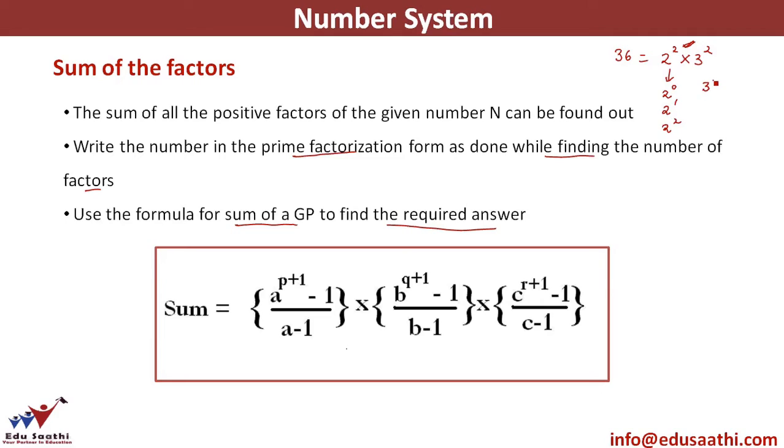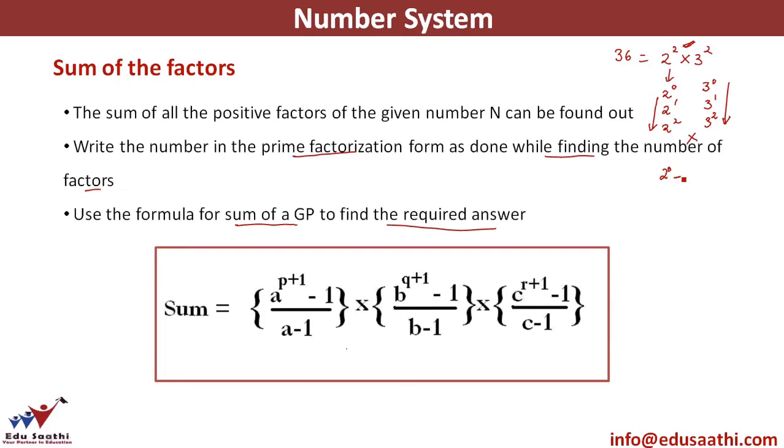It is divisible by 3^0, 3 raised to power 1 and 3 raised to power 2. So these are all the factors that you will have. What I do is I sum up these factors, and then I multiply them to get to the total sum of the factors that can be obtained.